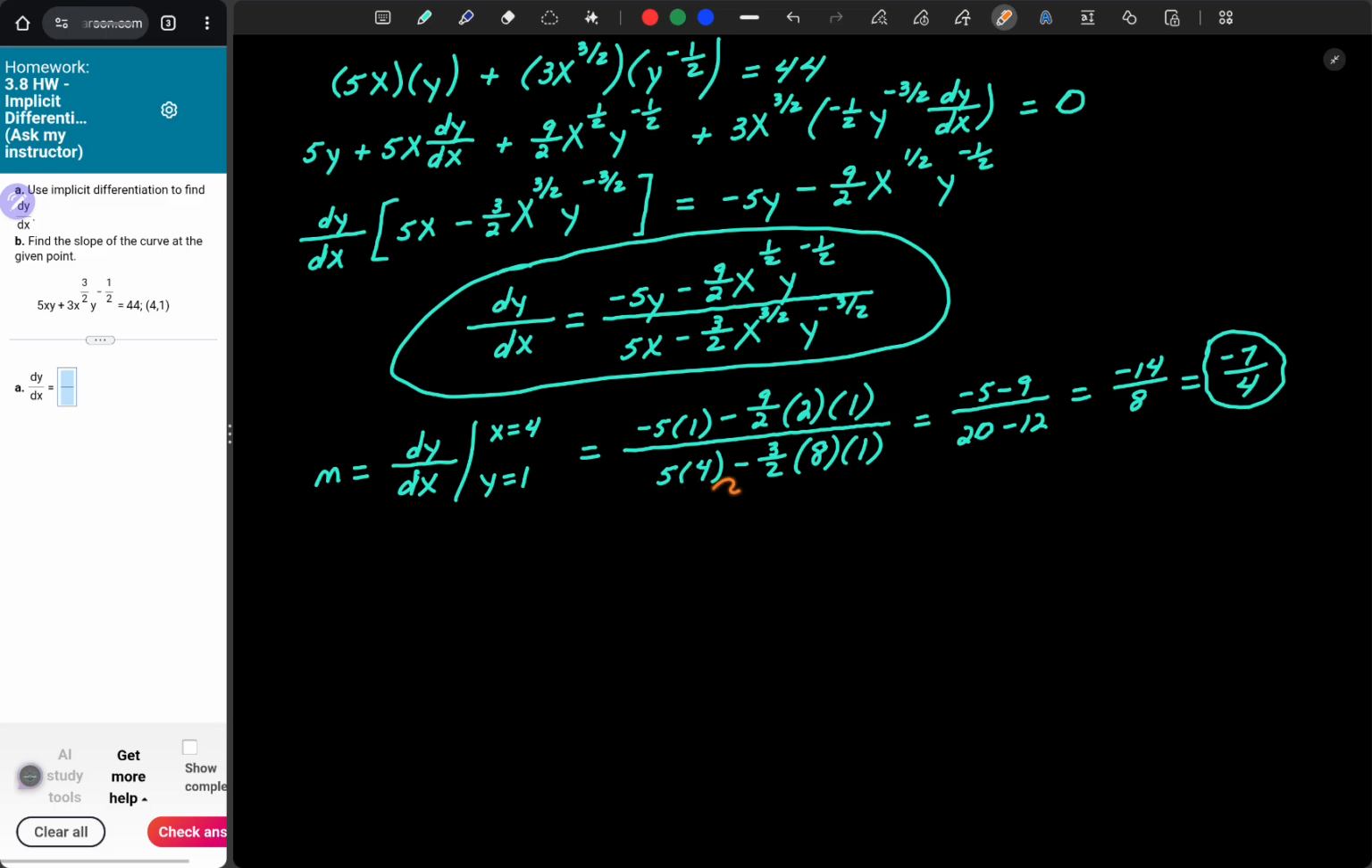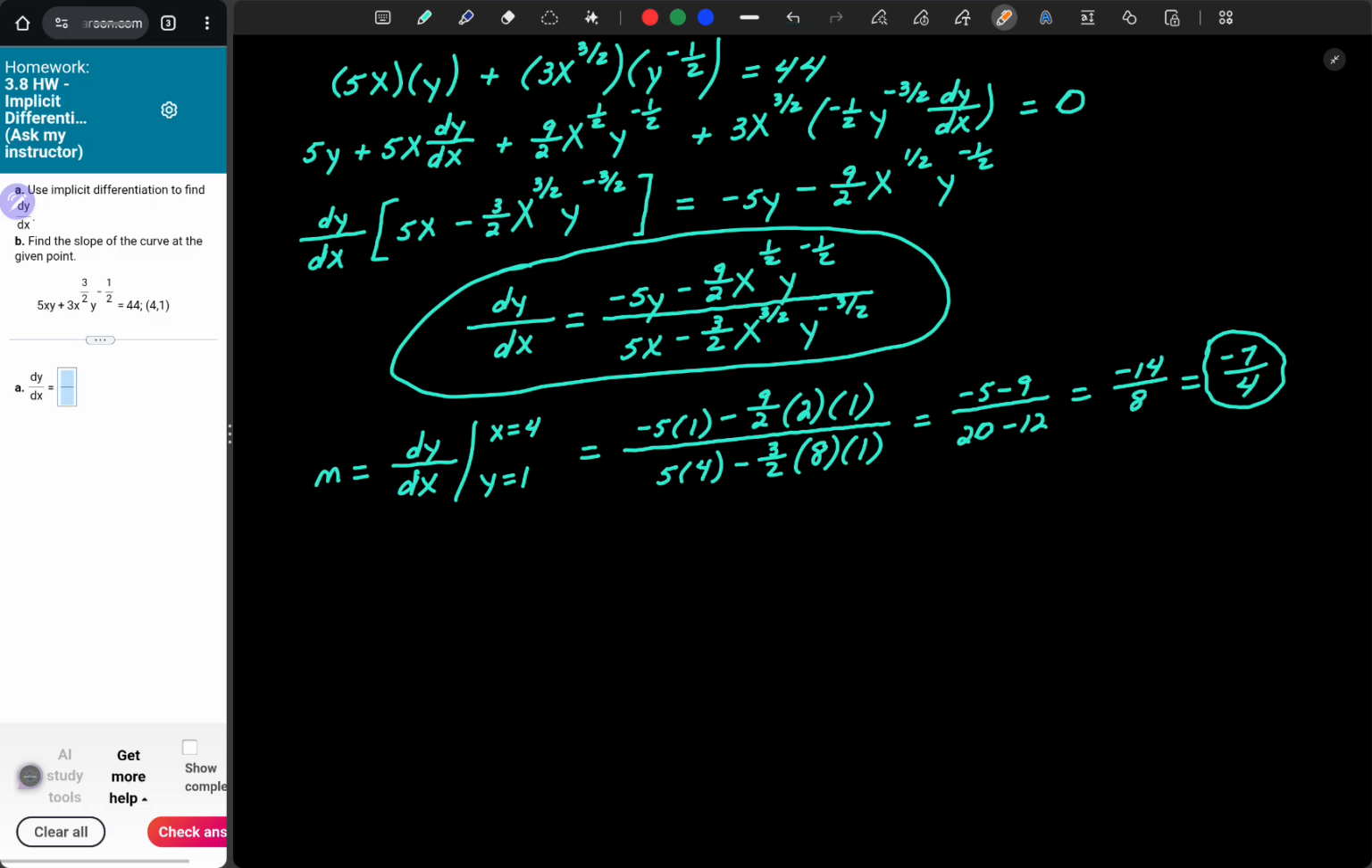My denominator, 5 times x becomes 5 times 4, minus 3/2 times 4 to the 3/2 power. Well, 4 to the 3/2 power is 8, because that's asking you what is the square root of 4, which is 2, and then cube that. 2 cubed is 8. So 4 to the 3/2 power is just 8. And then for my last term, again, 1 to any power is just 1.